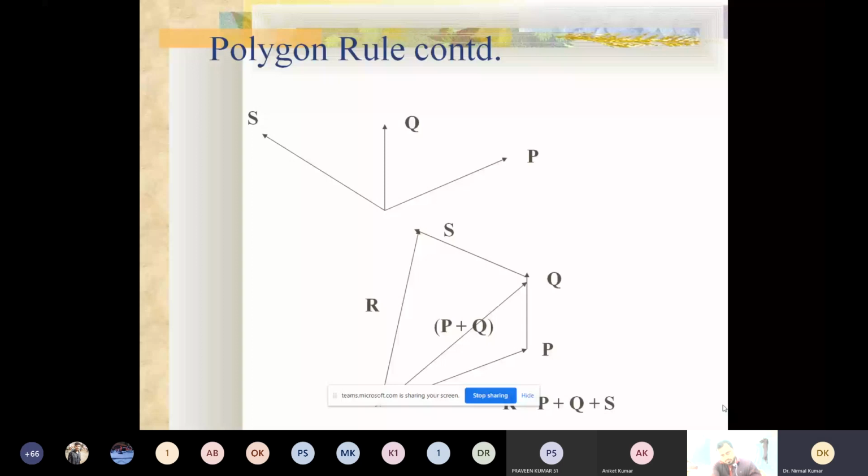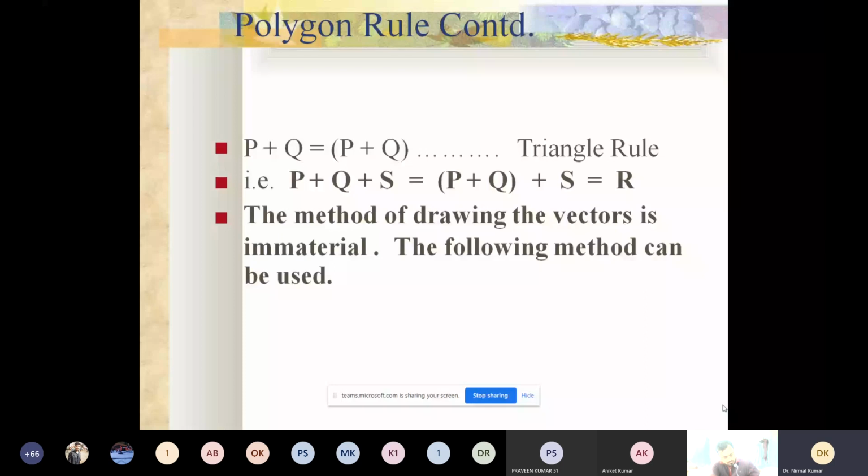Now there are three forces, concurrent forces. The resultant will be nothing but vector P plus Q plus vector S. Now we can write vector P plus Q equivalent to P plus Q, and therefore we can write P plus Q under bracket plus S equivalent to R. And you see the next figure, P plus Q equivalent to under bracket P plus Q, triangle rule, or P plus Q plus S equivalent to R. This method, however, is immaterial.